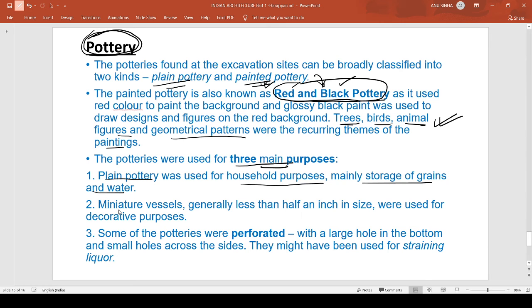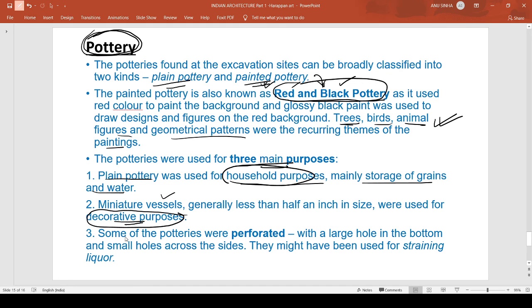Then moving to the miniature vessels, generally less than half an inch in size, which were used for decorative purposes. So the second use was decorative purpose. First was the household purpose and the second was the decorative purpose. These are the miniature vessels, generally less than half an inch in size.